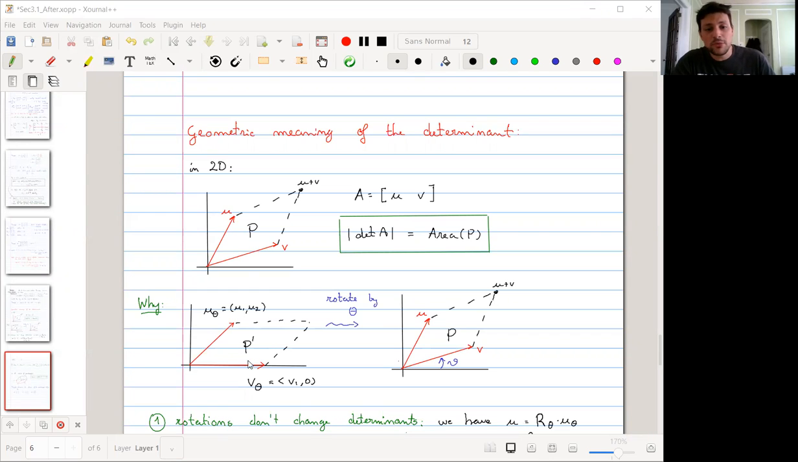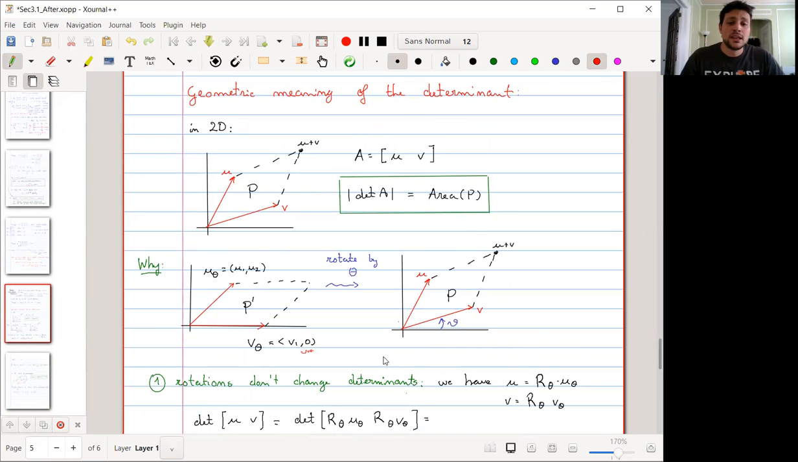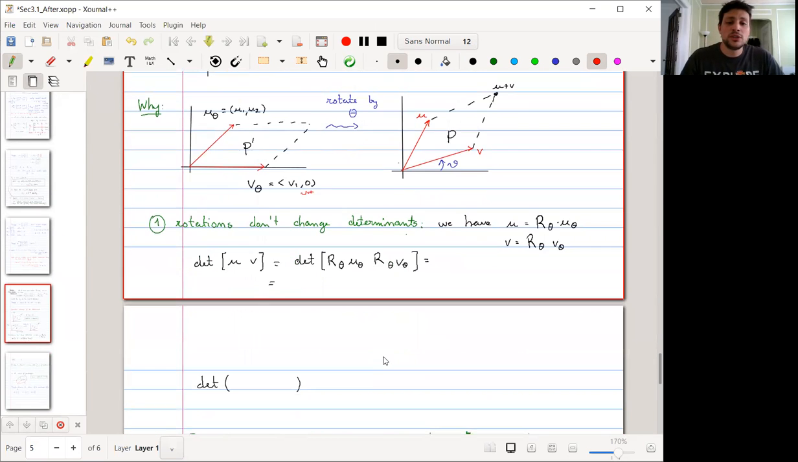The edges of P prime will be 2 vectors, v theta and u theta. And the only thing that I want to point your attention to here is that by our construction, v theta lies on the x-axis, so it has no y coordinate. Now we're going to do 2 steps here. First, I want to observe that rotating doesn't change determinants, and of course it doesn't change areas.